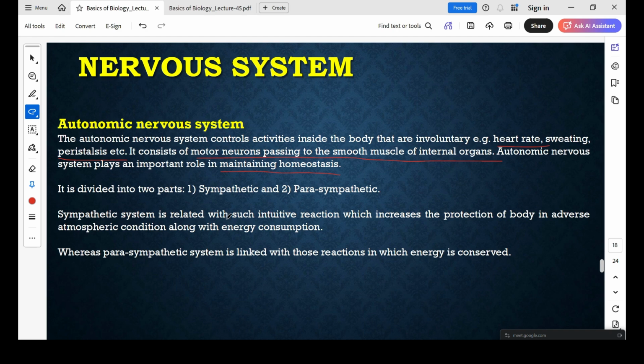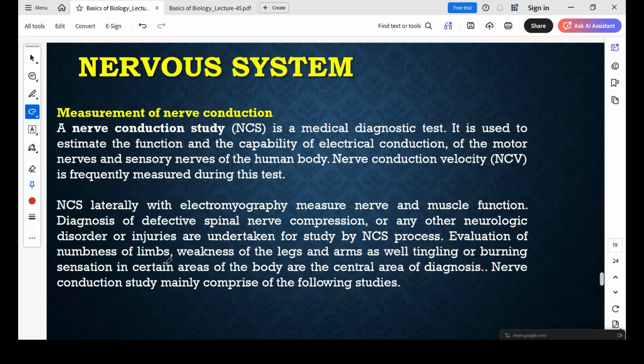The autonomic nervous system comprises the sympathetic and parasympathetic nervous systems. The sympathetic nervous system is related with instinctive reaction, which increases the protection of the body in adverse atmospheric conditions along with energy consumption. The parasympathetic nervous system is linked with reactions in which energy is conserved. So anything that consumes energy is related to the sympathetic nervous system, whereas the parasympathetic nervous system has reactions which do not need energy.